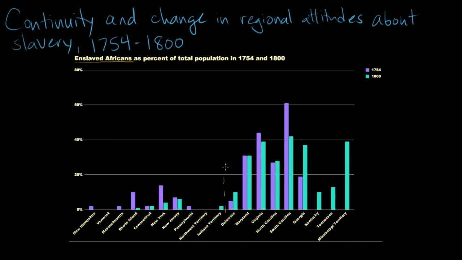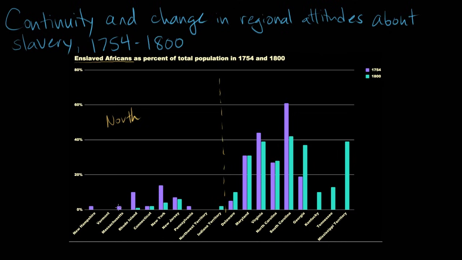Now, on the left side here, we have the data from the northern part of the country. In purple, you can see the percentage of the population of each colony that was enslaved in 1754, and generally it wasn't a very large amount. I think New York here had the most at about 14%.